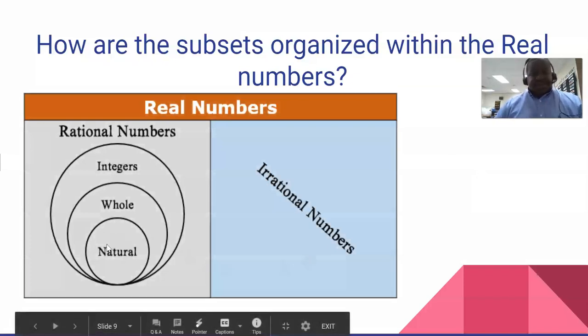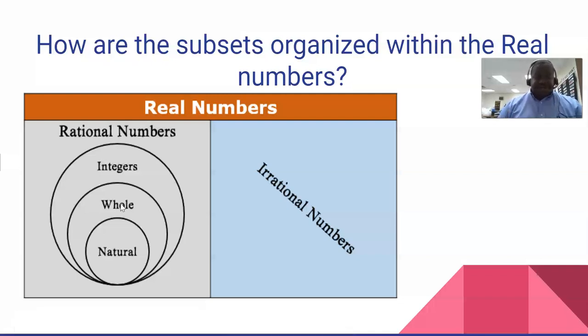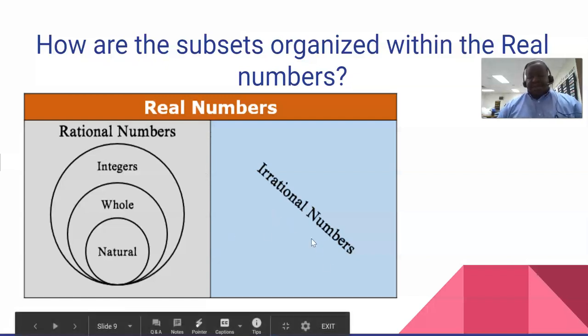So the natural numbers are this small circle, and then what's the difference between natural and whole numbers? We said you add a 0. So whole numbers are a bigger group than natural numbers. Then, going bigger still, you have integers, and bigger than the integers are your rational numbers. Now notice you have this dividing line, and then you have irrational numbers over here on the right.